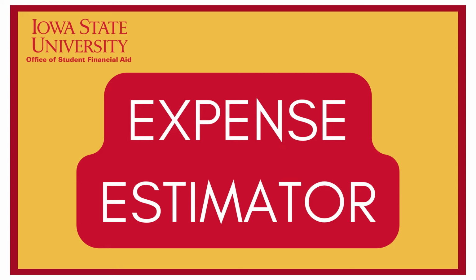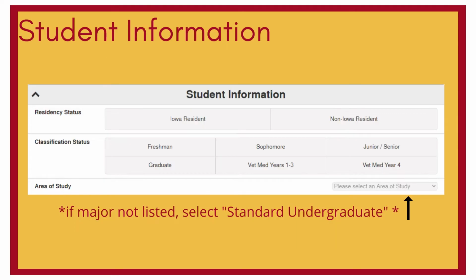Today, we'll be going through the steps on how to use the expense estimator. This is available for all students and is used as a calculator to estimate what is owed for the school year. First is the student information. When it comes to resident status, the student will list if they are a resident of Iowa or a non-resident.